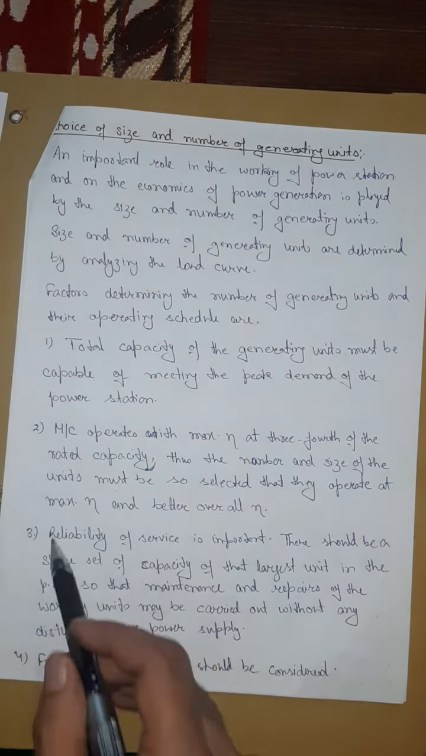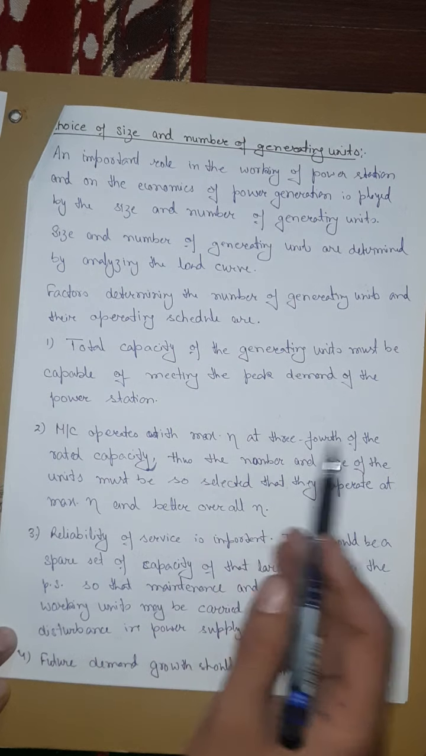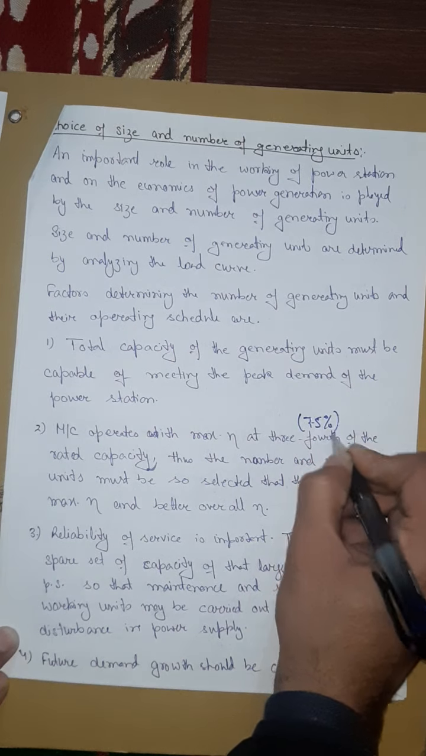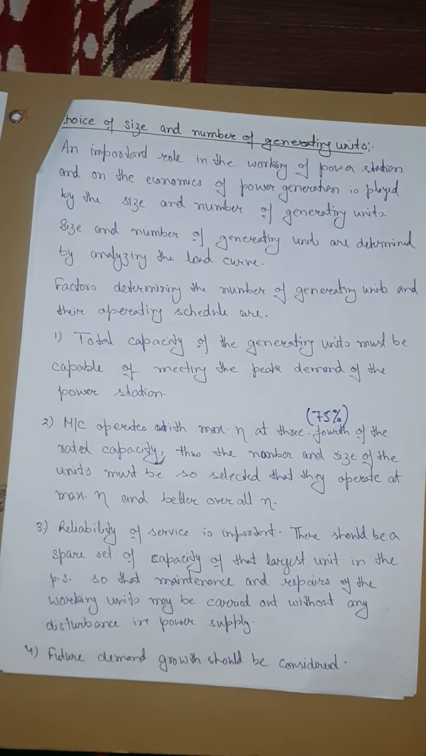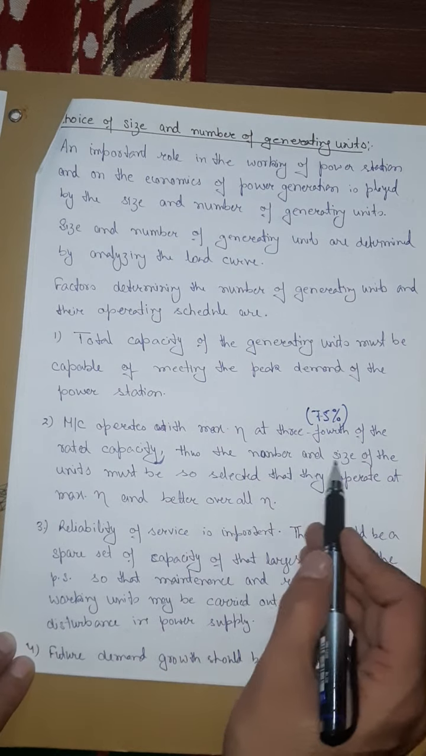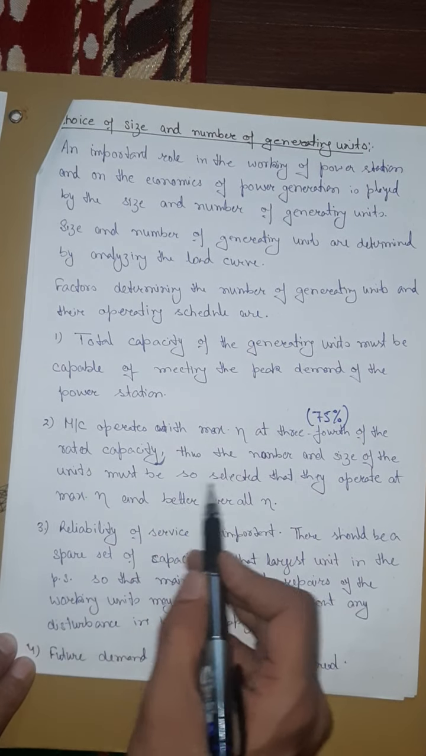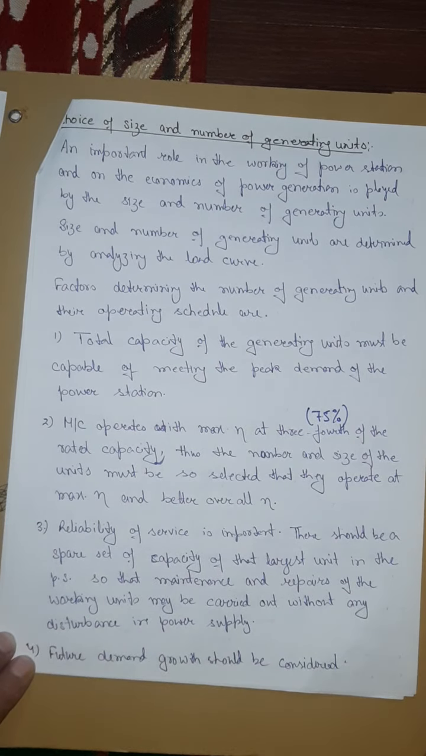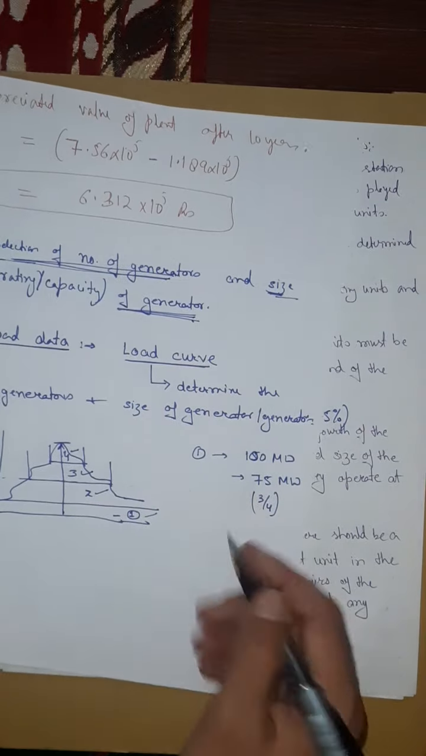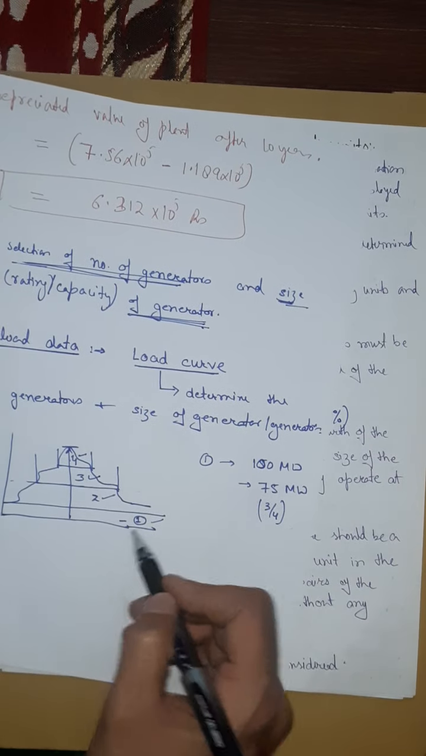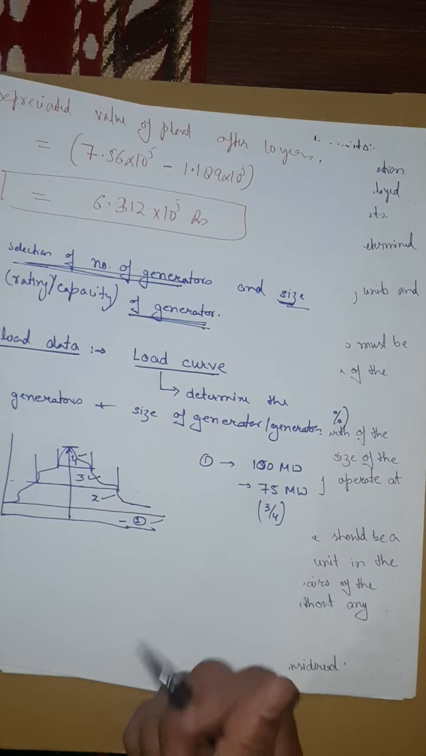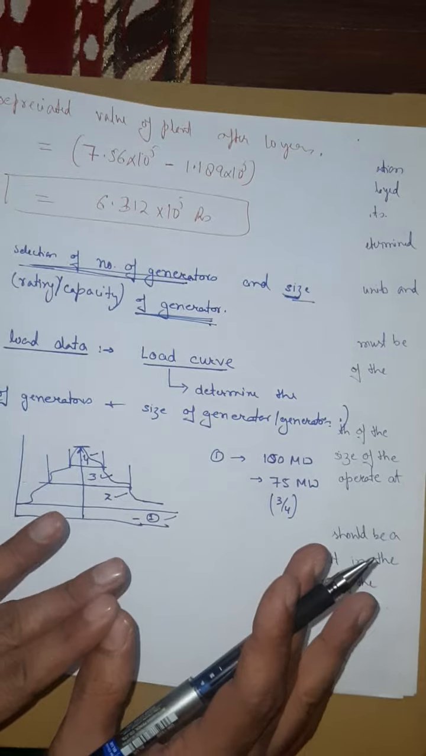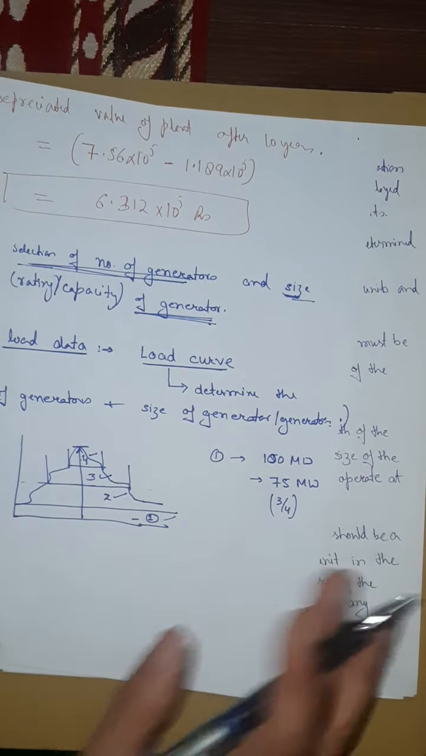So I am saying here machine operates with maximum efficiency at 3/4 of the rated capacity. 3/4 means 75% of the rated capacity. So the number and sizes of the units must be so selected that they operate at maximum efficiency and better overall efficiency. So the number of generators should be selected in such a manner that all the generators operate at 75% of their rated capacity. Only then can the overall efficiency be achieved.